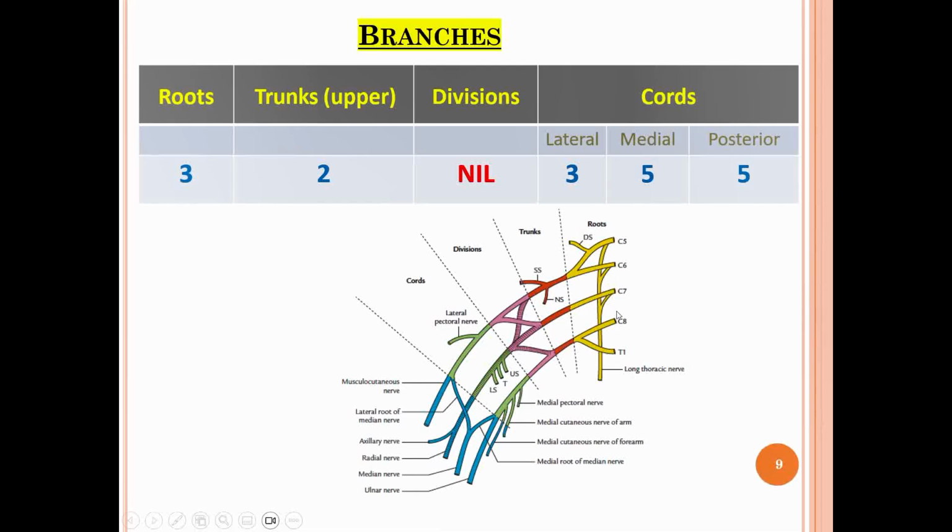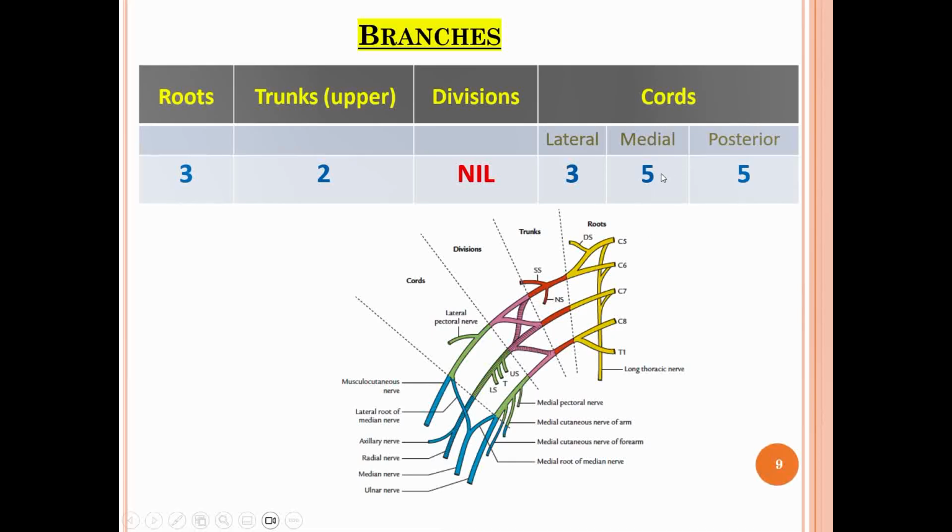These nerves are coming from the roots. Also they give contribution to the phrenic nerve. From the trunk, only from the upper trunk, 2 branches arise. One is the suprascapular nerve and another one is the nerve to subclavius. And from the cords, if we see the lateral cord, there are 3 branches.